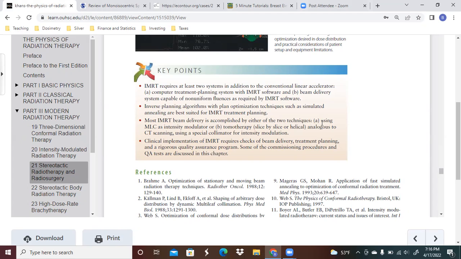And again, the delivery is accomplished with MLCs, or in the case of tomotherapy, slice by slice or in a helical fashion analogous to CT scanning. Now, obviously with IMRT, there are a lot of clinical implementation steps that you have to take. You've got to check the beam delivery, you've got to check the plan, you've got to check the machine, make sure you don't have any issues there.